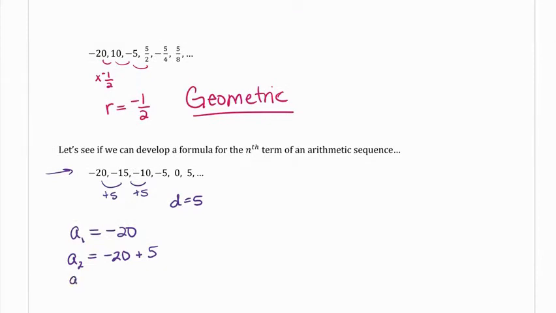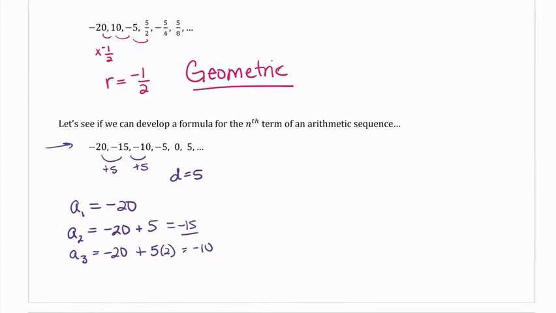If I wanted the third term, instead of taking that second term, I can still start with the first term because we always usually know the first term of a sequence. And instead of adding 5 once, I'm going to add 5 twice. So that'd be the same as adding 5 times 2, right? So it's negative 20 plus 10, that gives us negative 10. We could do it again, right? If we want to get our fourth term, we would do negative 20 plus 5 times 3.